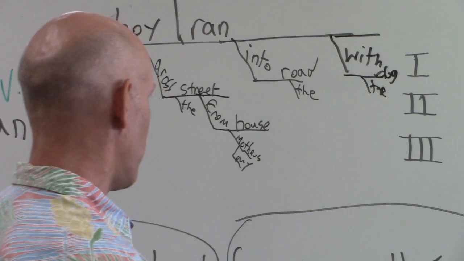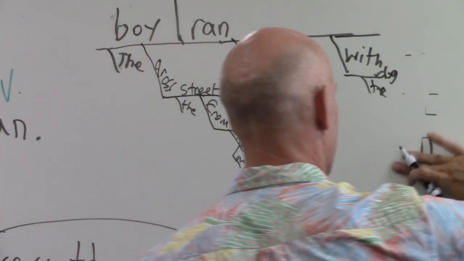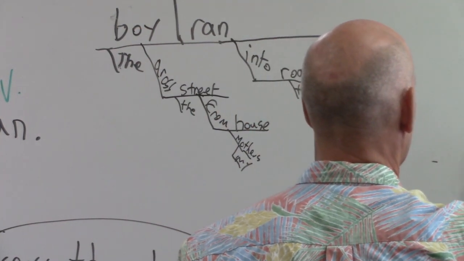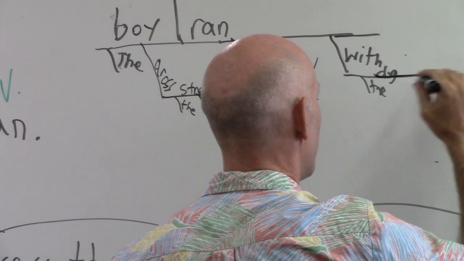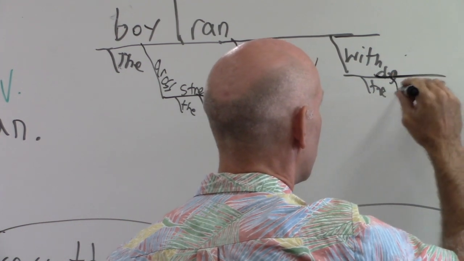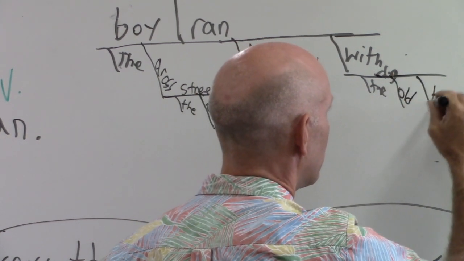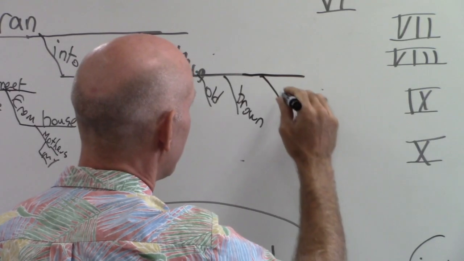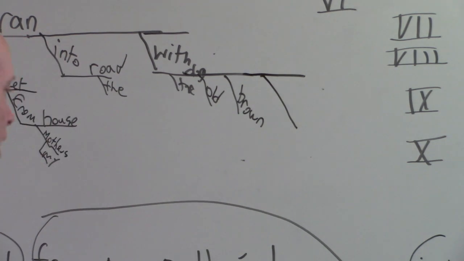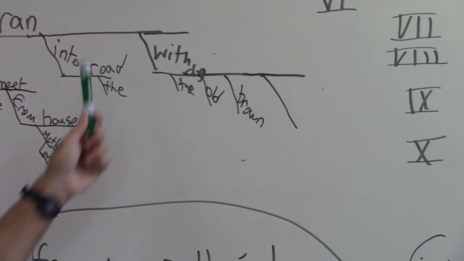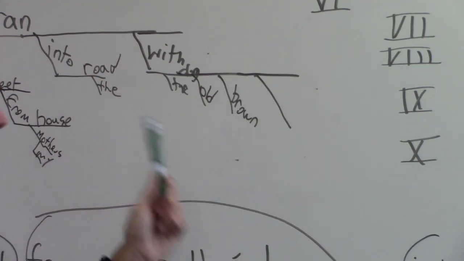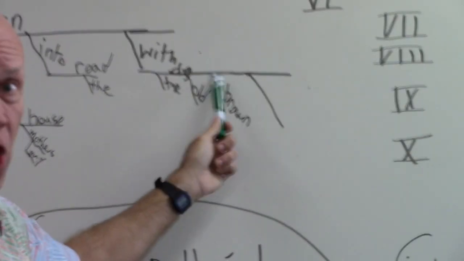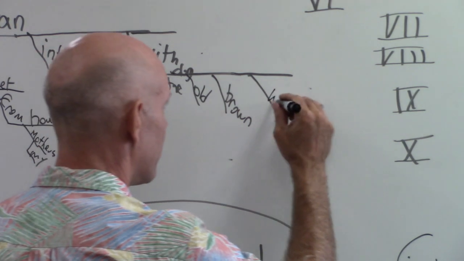All right, and the old brown dog, we can take this out for now. Which dog? The old one with the broken leg. Which dog? The one with the broken leg? Okay, so here's our last one, right? Is this modifying the boy? Is it the boy with the broken leg? No. Is it modifying how he ran? No. It's telling us which dog, right? What kind of dog is it?